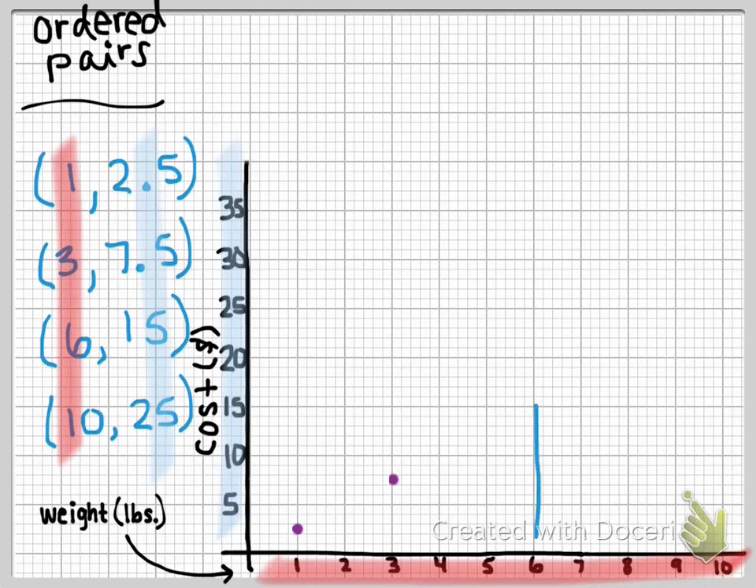And the next one's easier, thankfully. So we have 6 and 15. Put my dot. And the last one is 10 and 25. Now I'm going to connect all of them and put arrows on both ends.